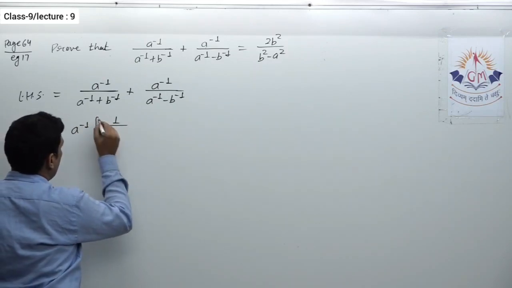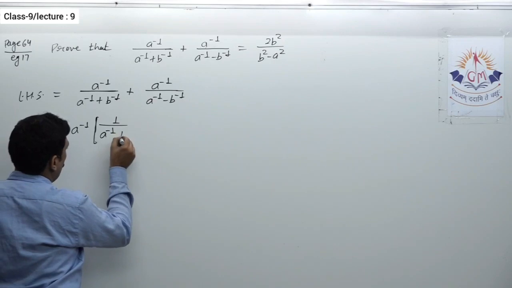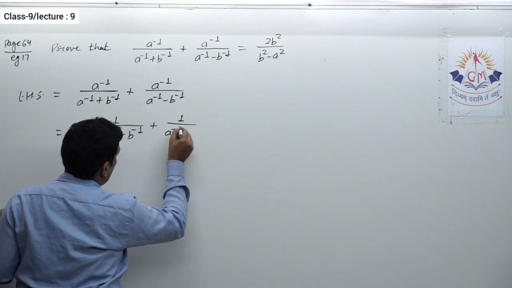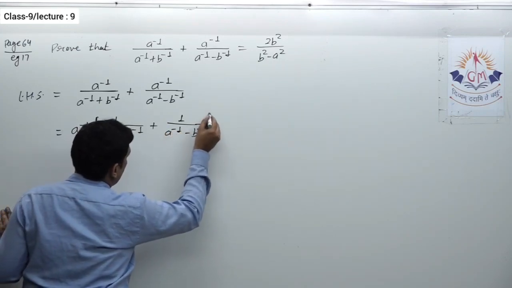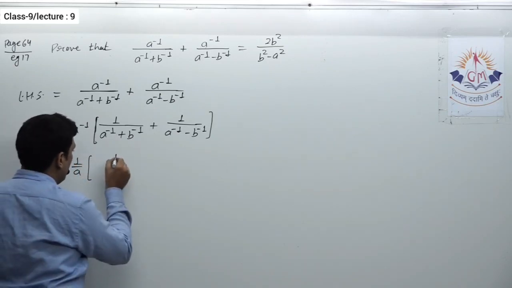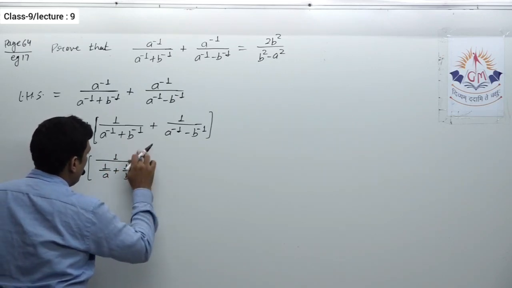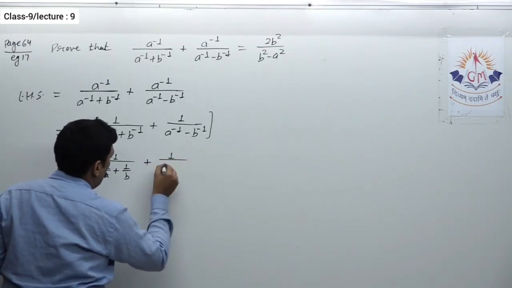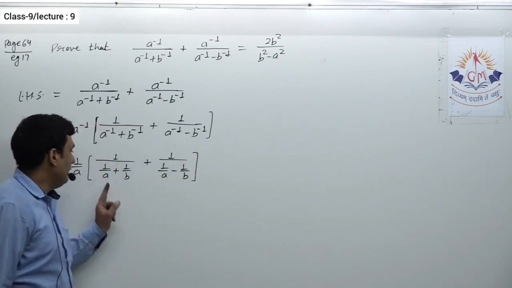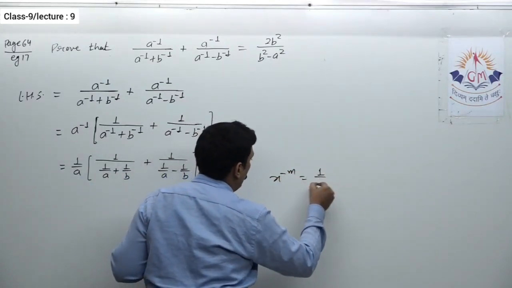So here I am left with 1 upon a raised to minus 1 plus b raised to minus 1, plus 1 upon a raised to minus 1 minus b raised to minus 1. Okay, so this I wrote as 1 upon a. Now over here this is 1 upon a plus 1 upon b, plus 1 upon a minus 1 upon b. Simply I applied this law. Which law? x raised to minus m is equal to 1 upon x raised to m.